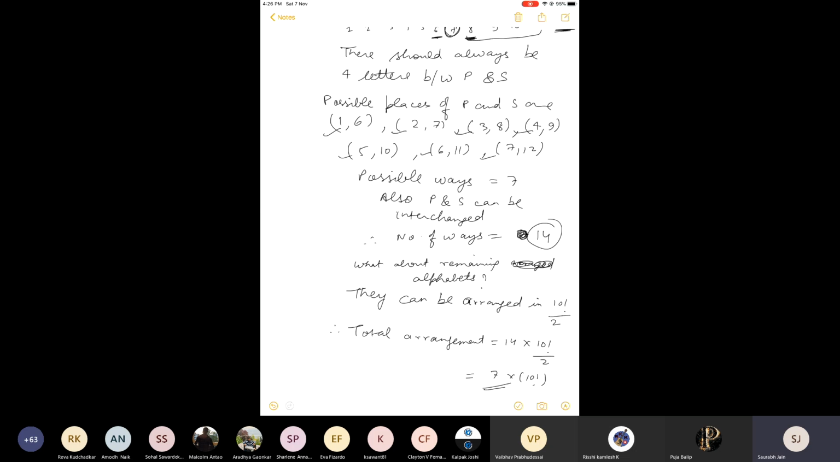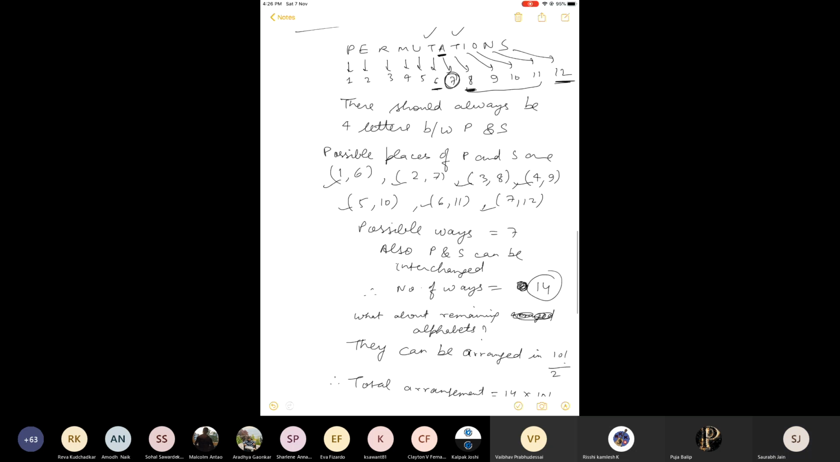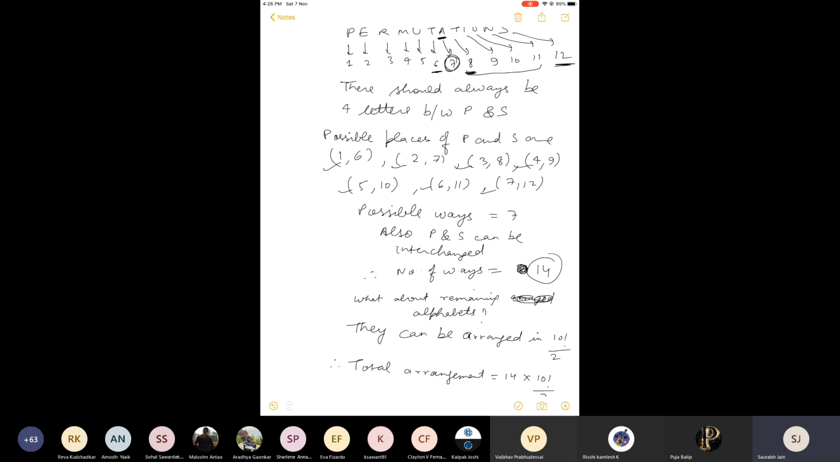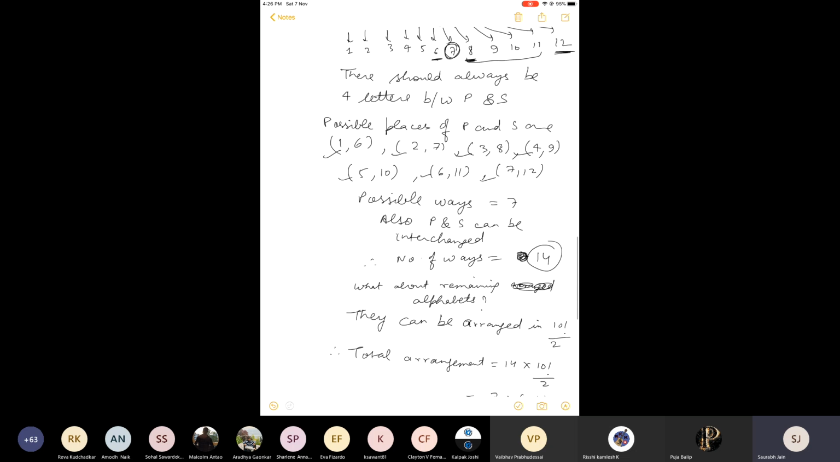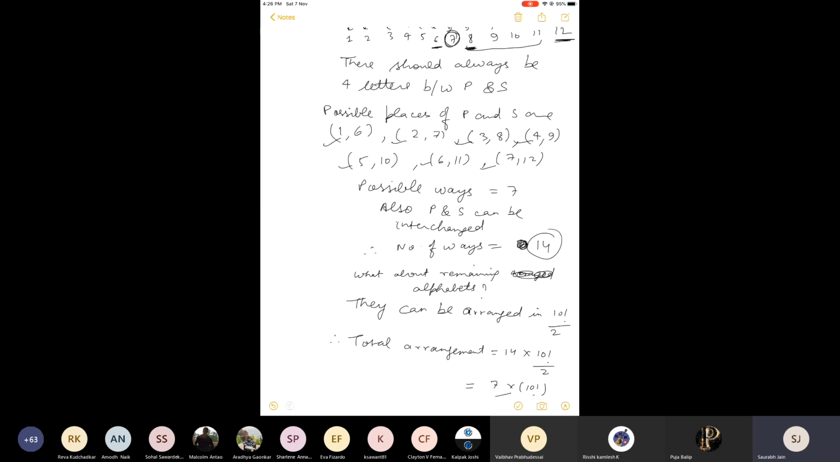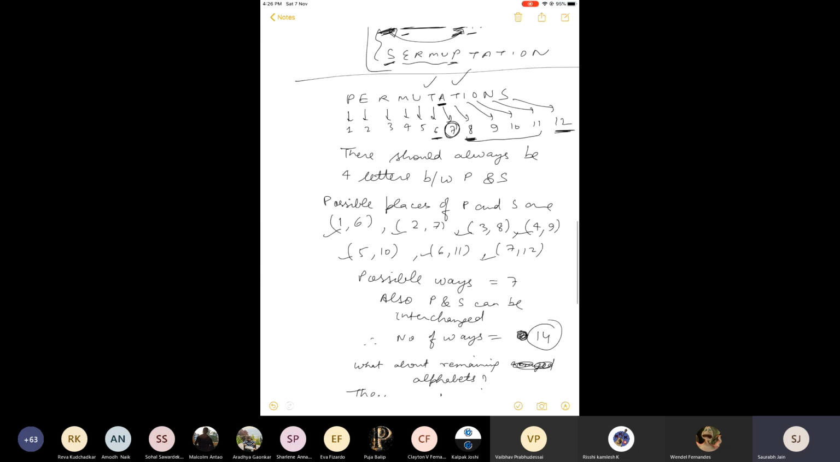I hope you might have understood this thing. Anyone having any problem still in this question? Is it clear? So now we got 10 factorial by 2. See, in the earlier part of the answer, you have only blocked P and S. But you are saying that some random 4 alphabets will be coming in between them. That is okay. But ultimately, that is like arranging the remaining 10 alphabets.